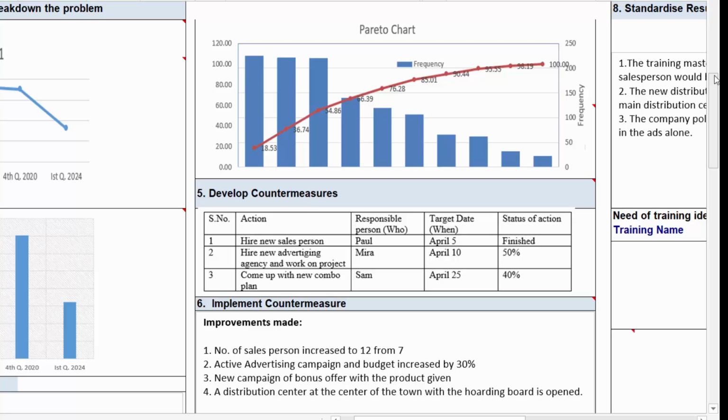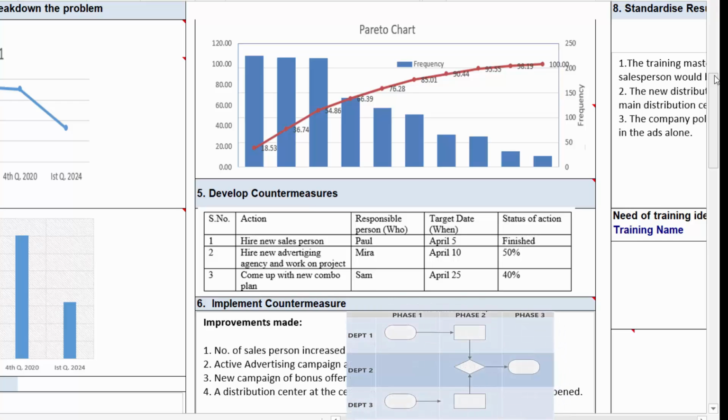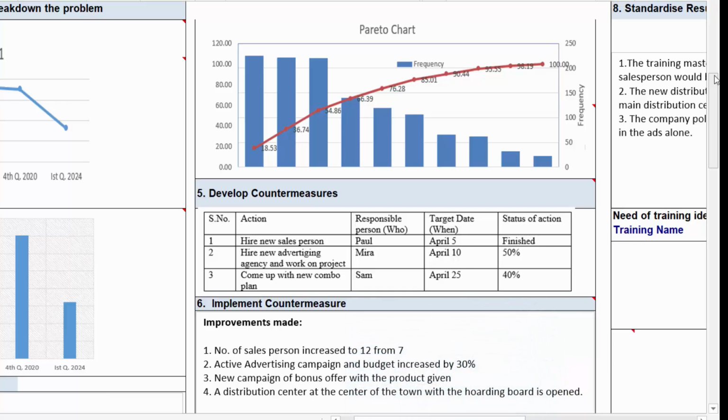The sixth step is implementing the countermeasures. This is the do phase of the PDCA, or plan, do, check and act cycle. Now this is purely an action oriented process. You can update the final process diagram such as improved value stream maps. You can simply attach the pictures in this space. But for this particular example, I would just write what improvements we have made.